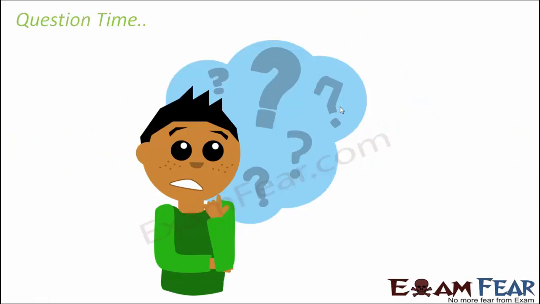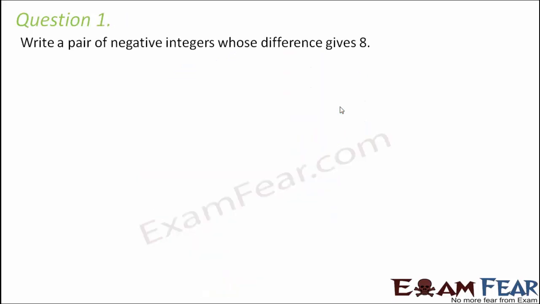Now, let us quickly look at some of the questions based on these properties of integers. As we have learnt before also, these properties basically help us to make our calculations simpler. So we will learn about that also a little later. Write a pair of negative integers whose difference gives 8. So that means you need two negative integers such that when you subtract them, you get 8.